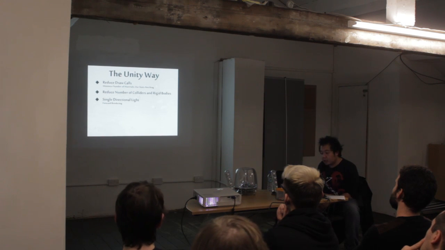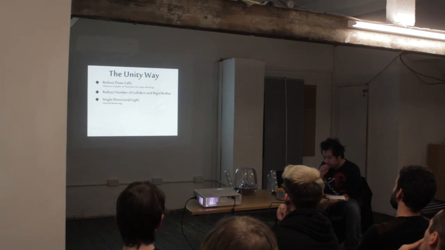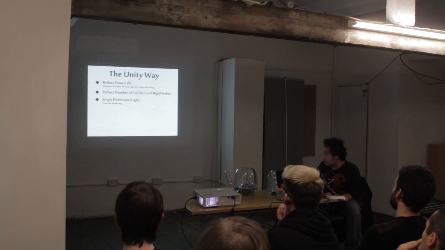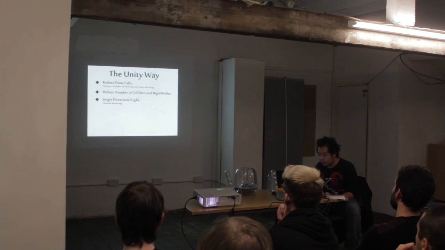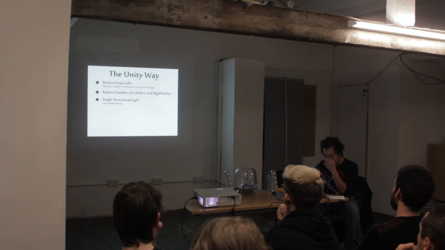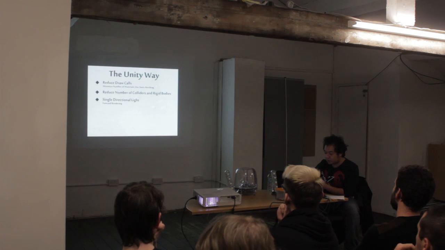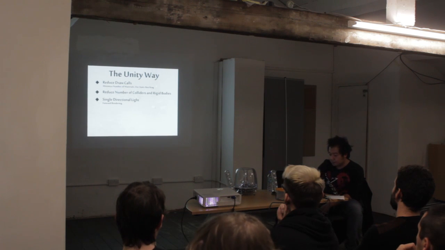Use a single directional light and use forward rendering for it. It's great for, say, outdoor levels where you've got one single light source, which is the sun. That's kind of what Unity says, if you're targeting mobiles, is to use only a single directional light.